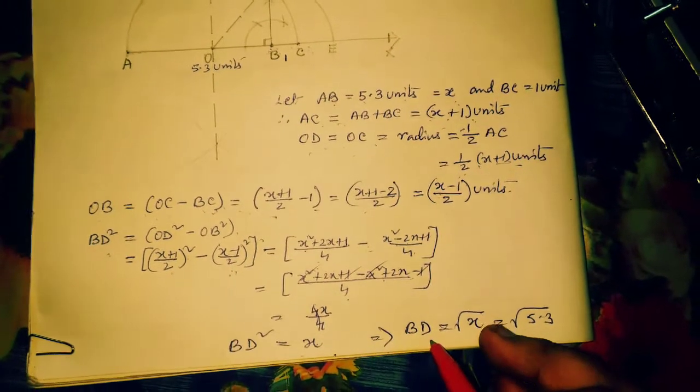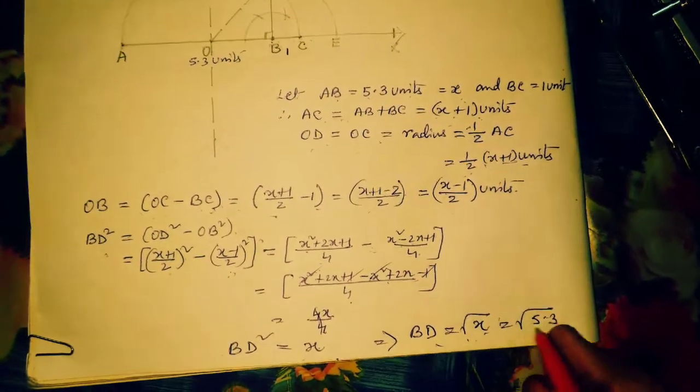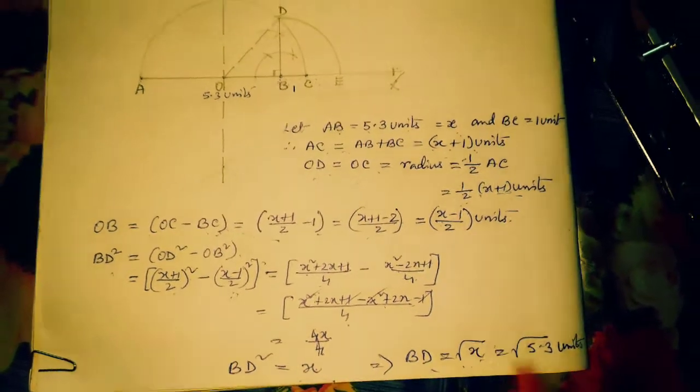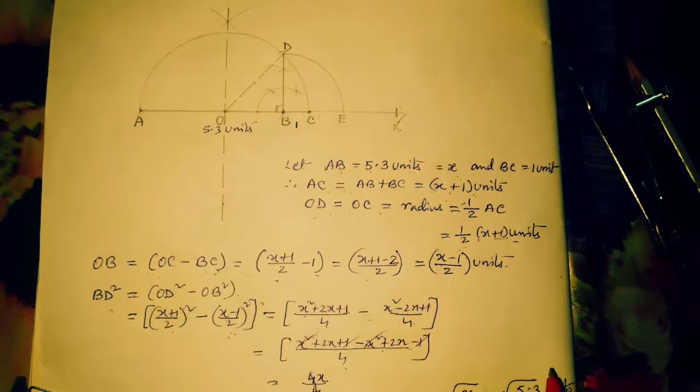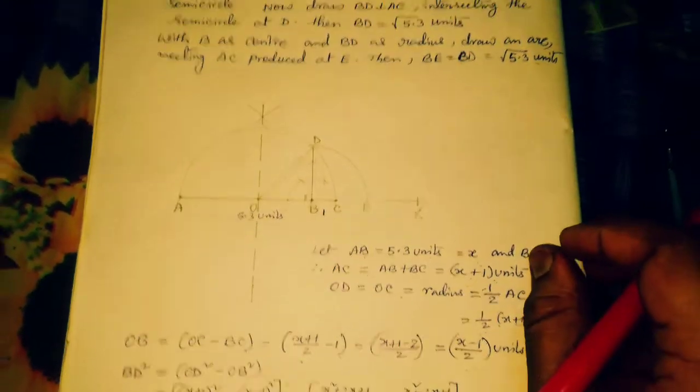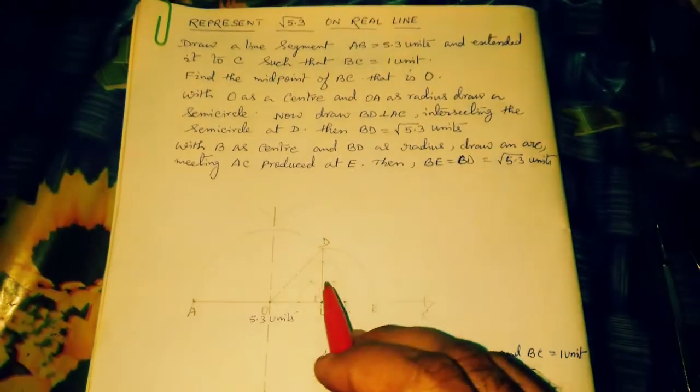So what is BD? BD is coming under root of x. And what is x? x is 5.3. So that is where the value of BD is coming, under root 5.3 units. Clear, student? This is a verification only. So this way we'll draw that under root 5.3 on the number line.